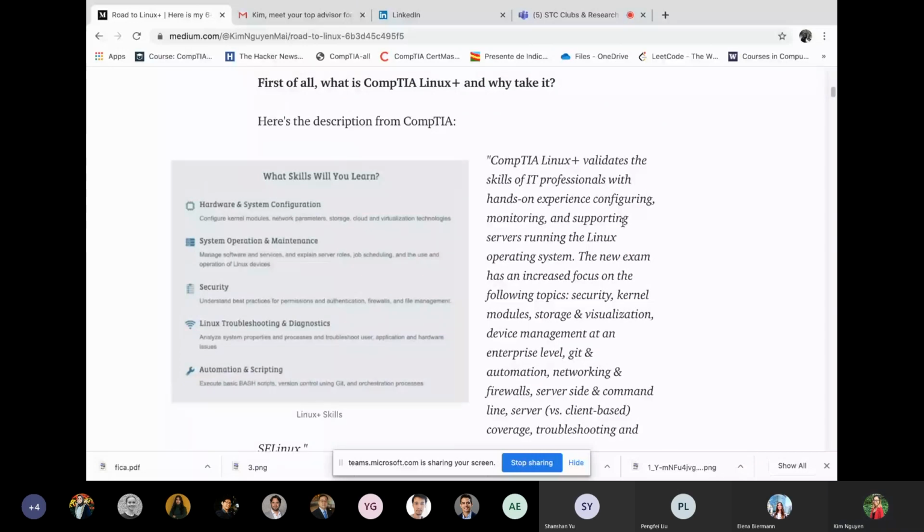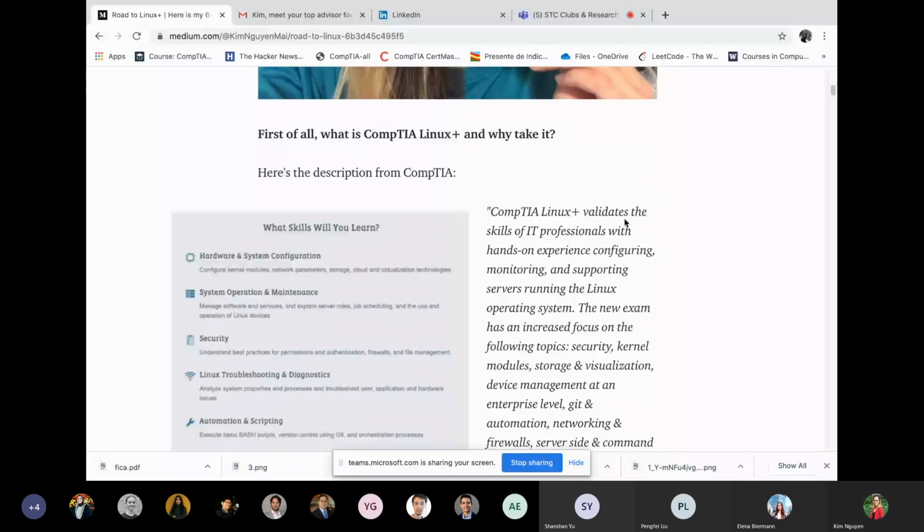By the way, is the screen big enough? Okay. Yeah, it's okay.